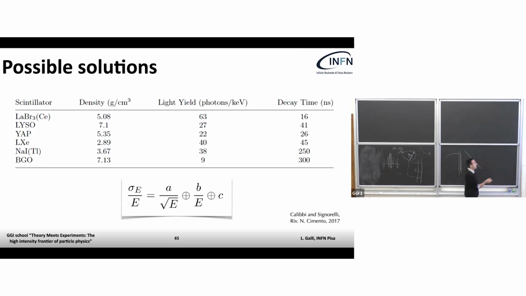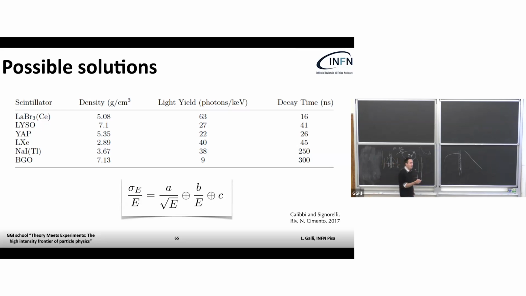And here you see that, for example, sodium iodide and BGO, which, well, BGO is pretty dense. We can have a very compact one, but not so bright. And sodium iodide is brighter, but the decay times for both is not so good. So they are not good solutions.